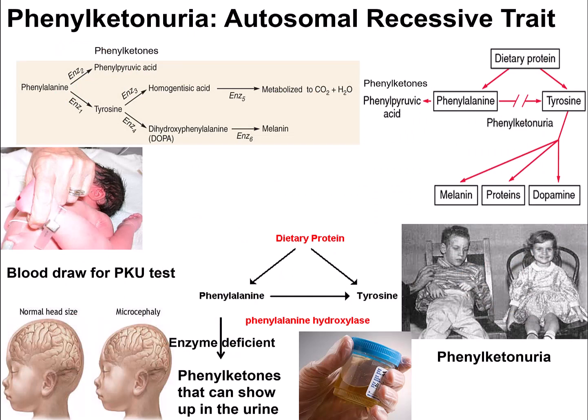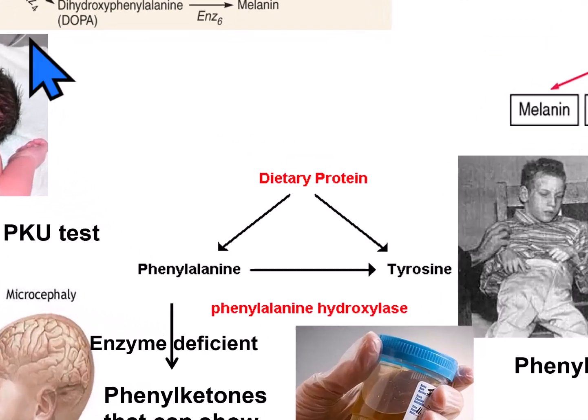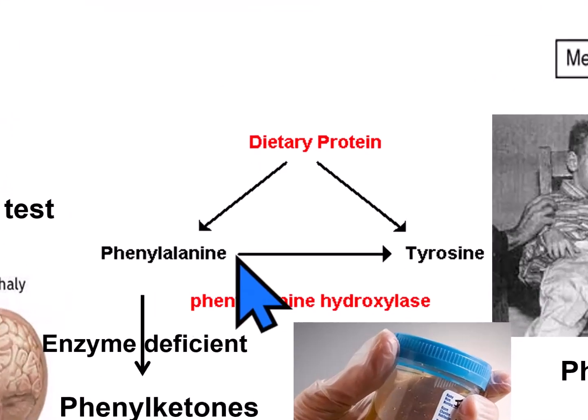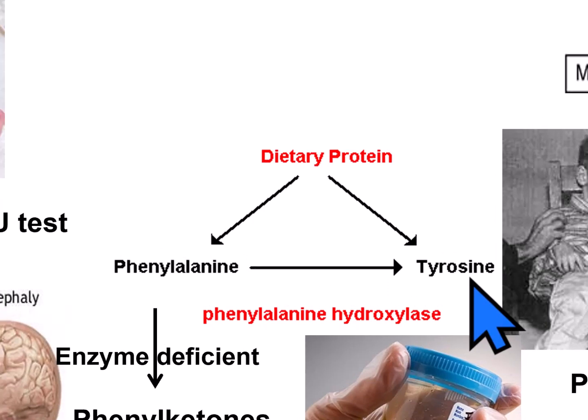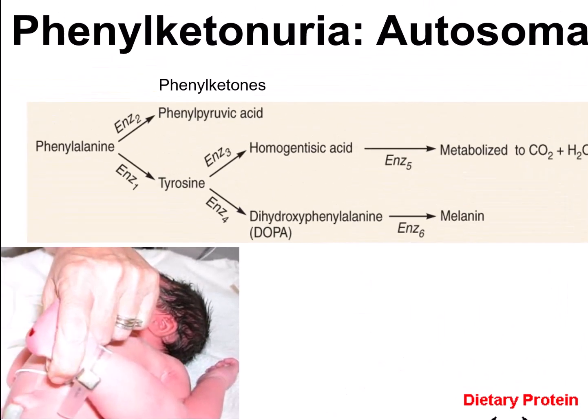Phenylketonuria is another condition in which the person's lacking an enzyme used to convert phenylalanine over to tyrosine. Phenylalanine is an amino acid, and you use this enzyme called phenylalanine hydroxylase to convert it over to tyrosine. And shown here is this metabolic pathway where you have phenylalanine, and by this enzyme it converts over to tyrosine, and then tyrosine can be converted to these other molecules.